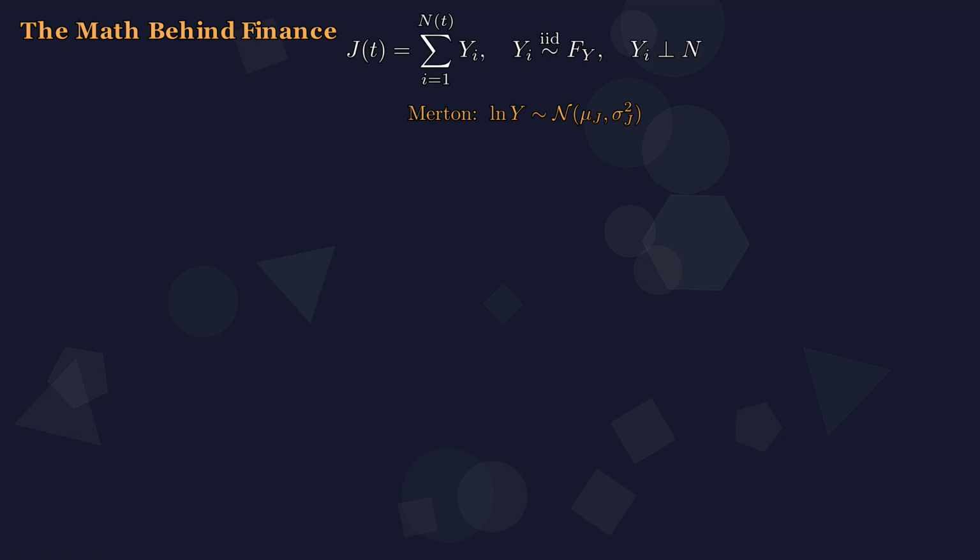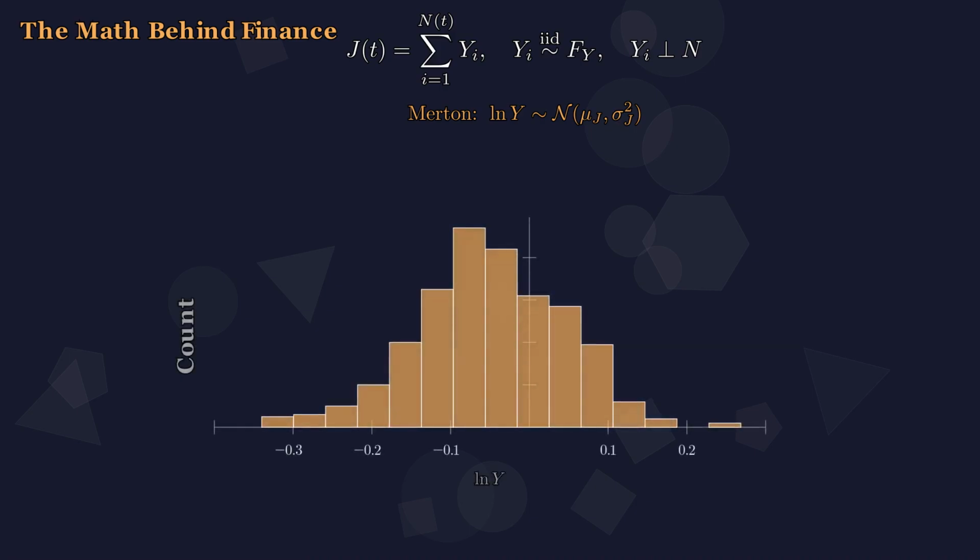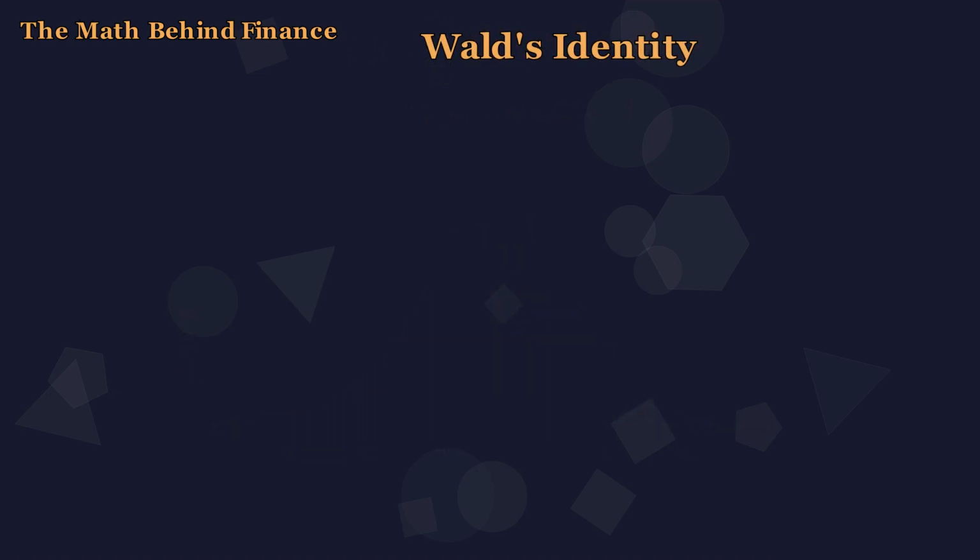He said the logarithm of each jump size Y follows a normal distribution with mean mu J and variance sigma J squared. Here are 500 simulated jump sizes. Notice how most jumps cluster near the mean, mu J equals -0.05. That negative mean reflects the empirical fact that in equity markets, crashes are more common than booms. The normal curve fits beautifully. There's a clean formula for the moments of J of t known as Wald's identity. The expected value of J is simply lambda t times the expected value of a single jump.